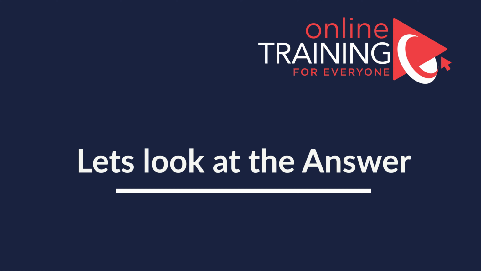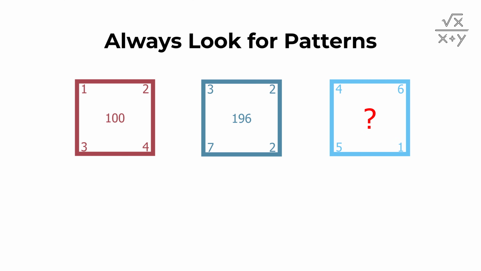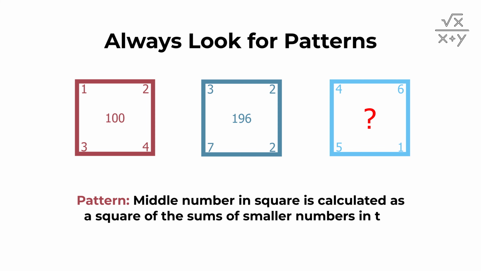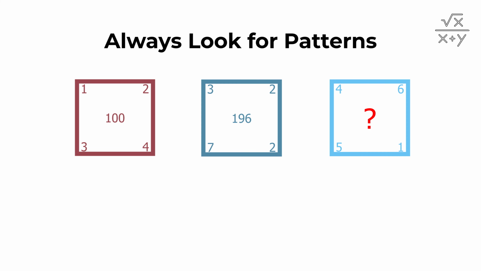As usual, to solve any challenge, my advice to you, always look for patterns. And then the pattern here is that the middle number inside the square is calculated as the square of sum of smaller numbers in the corners. Let me explain. Let's take the brown square.